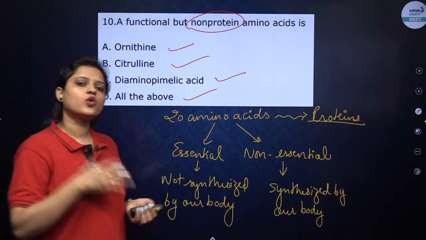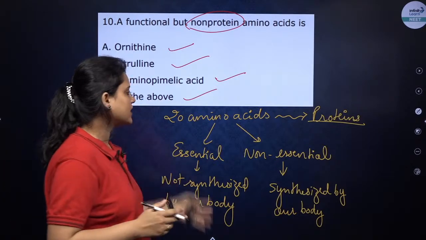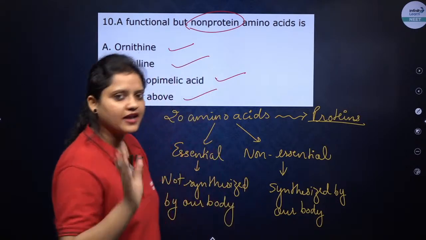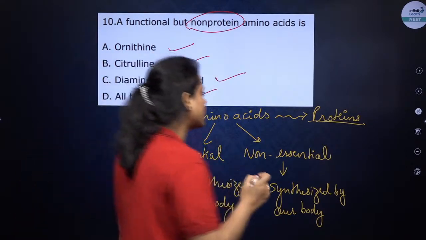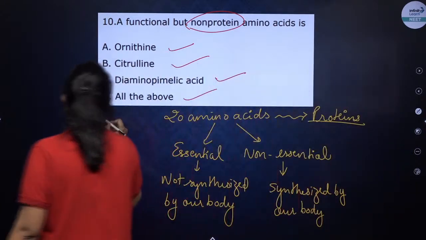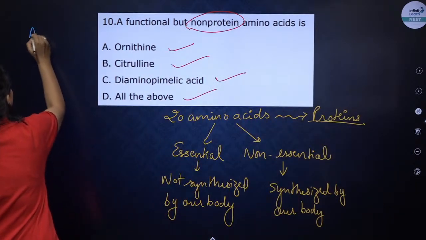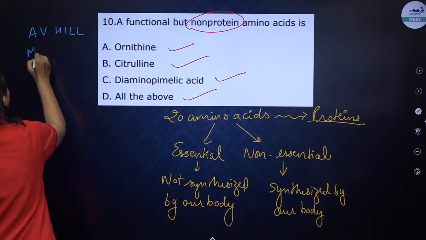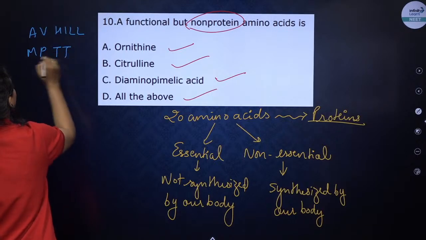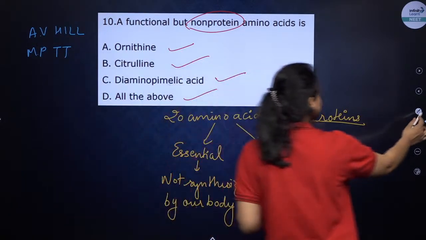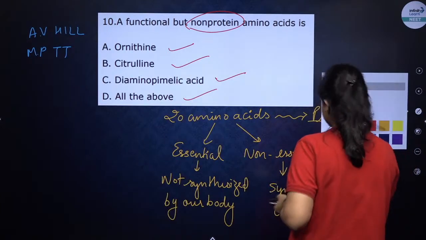And how are you going to remember these essential and non-essential amino acids? By a simple mnemonic, AV Hill MPTT. Let's write it down. AV Hill MPTT. It looks like an address, isn't it?